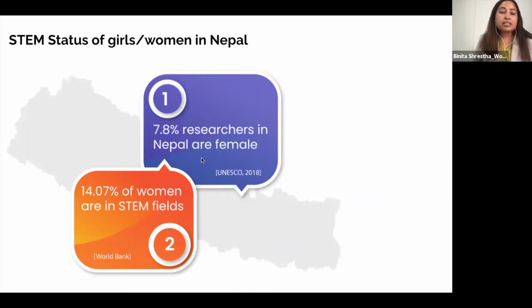So the context is the same for Nepal. As per UNESCO and World Bank data, there are only 7.8% researchers and 14.0% girls in STEM. And also 33% is the percentage of females in the parliament, and 20% is the average percentage of women in parliament as per UN Women 2018.